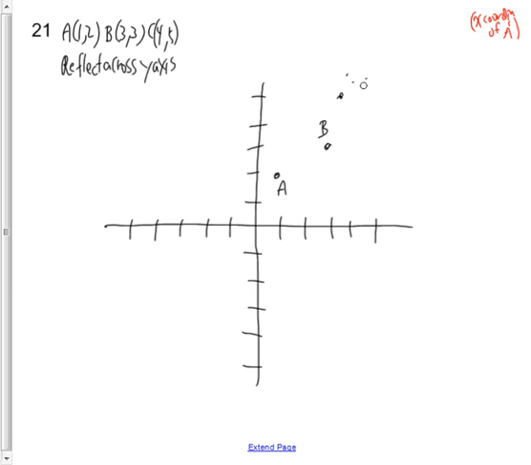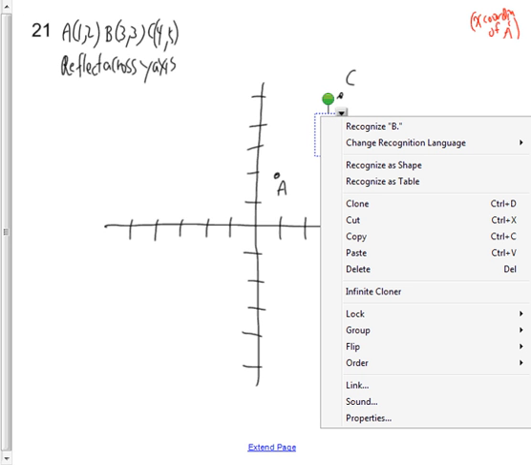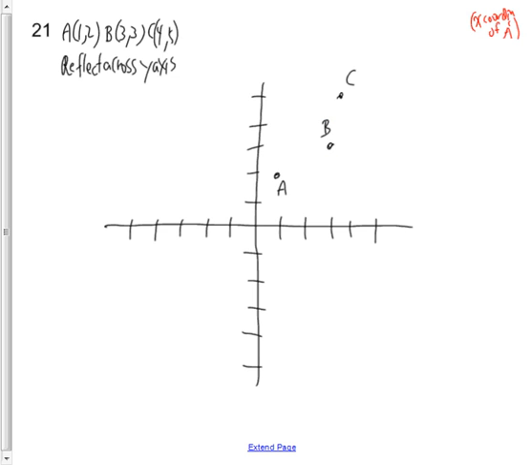Actually, I'll put C instead. I don't need to put the coordinates. I better move my B out of the way there. Ungroup, hang on a second. Group, ungroup. Move that over here. And then what I'll do is I'll connect those dots. So it's a pretty weird looking triangle, but it's still a triangle.